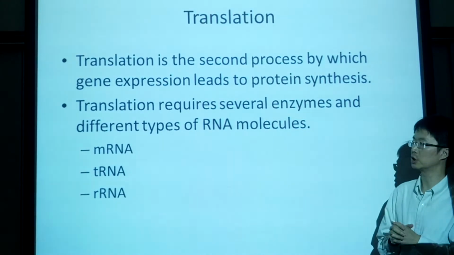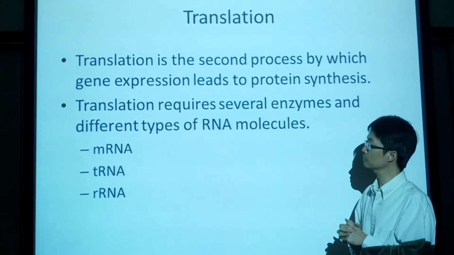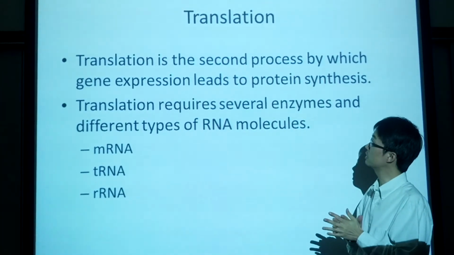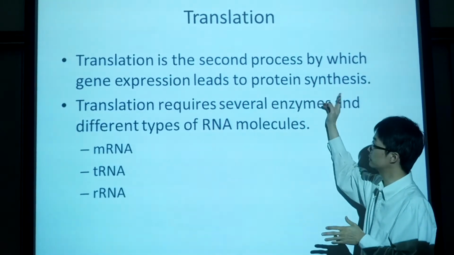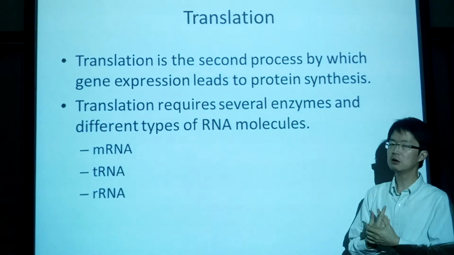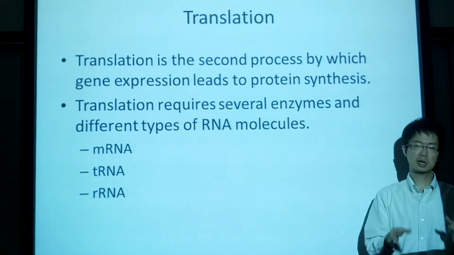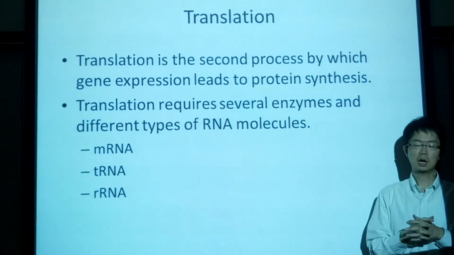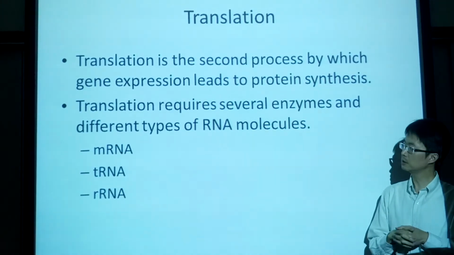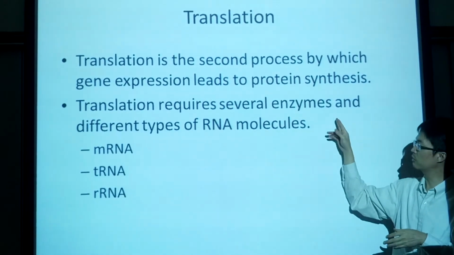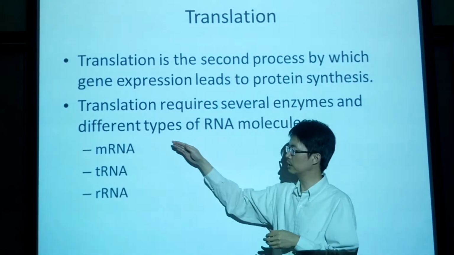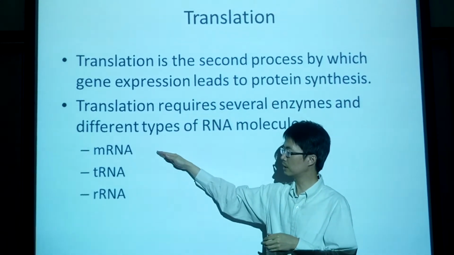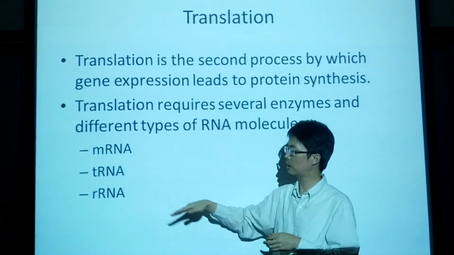So translation. Translation is the second process by which gene expression leads to protein synthesis. So now you have the messenger RNA. How do we make a protein out of it? Translation requires several enzymes and different RNA molecules. It requires these three RNA molecules: messenger RNA, transfer RNA, and ribosomal RNA.